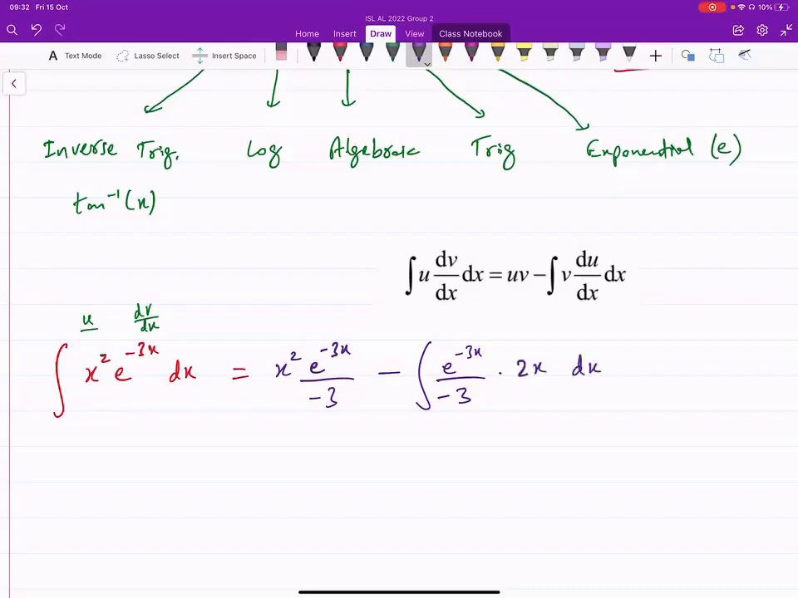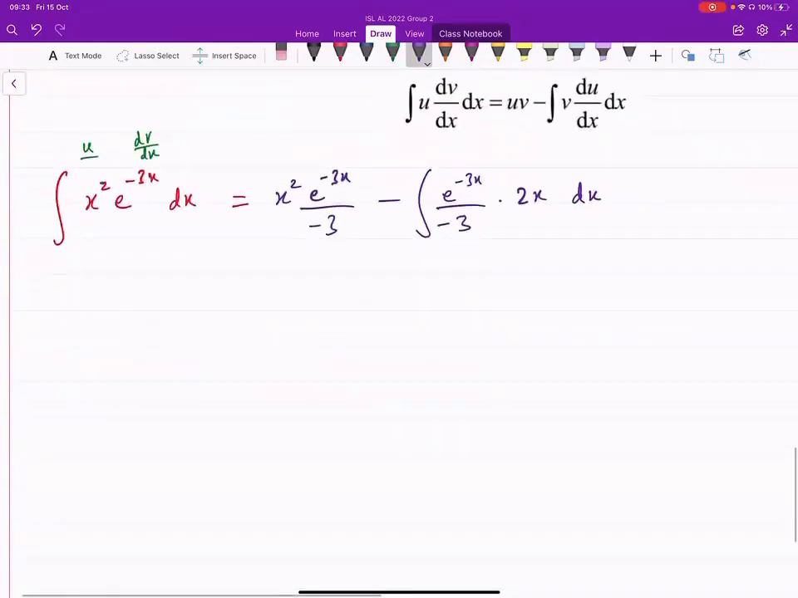Now, even though it's becoming simpler, you still have a product there, so we have to do integration by parts again. Sometimes this can also happen, that you have to do integration by parts twice. You have to apply it twice. It doesn't go beyond two. Okay, good. So what do we get?